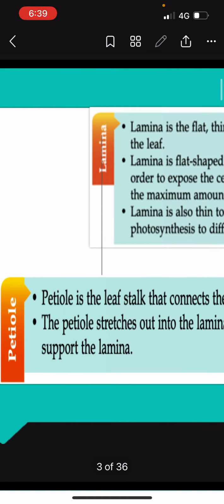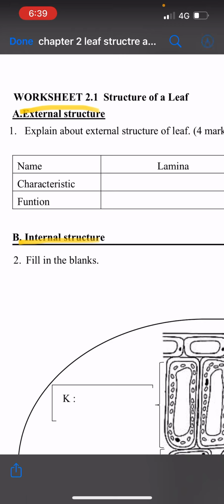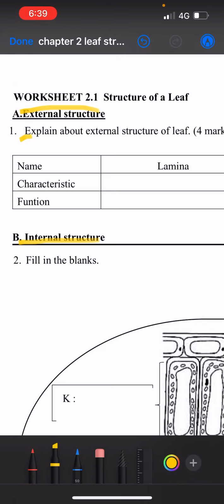So what question often comes out? Like in this question: explain about the external structure. Let's say we change it to explain about lamina, given 2 marks for example. So what should you include in those answers? You must talk about number 1, characteristic, number 2, function. Please forgive my typo there, it should be function. So you must talk about the characteristic and the function. If it is 2 marks, give 1 characteristic and 1 function.